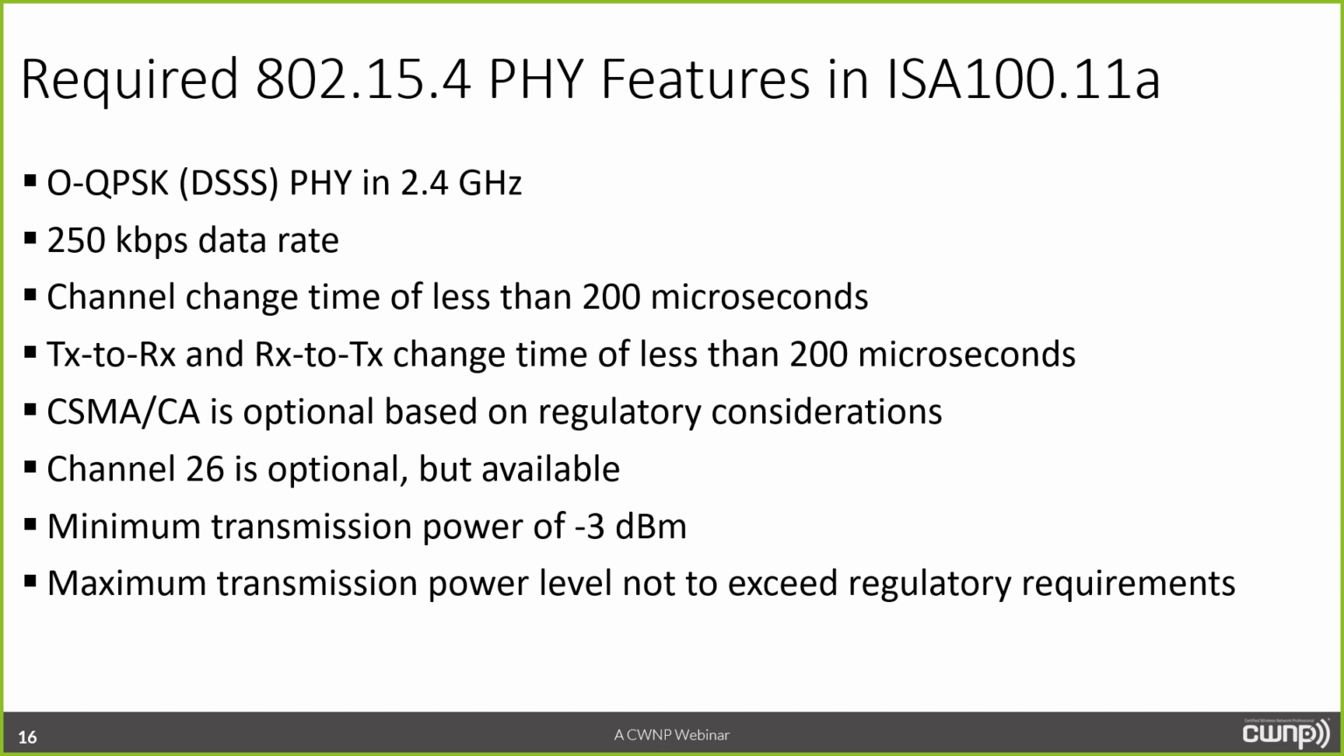CSMA-CA is optional based on regulatory considerations. In other words, you can just talk, right? It is optional. When used, it's most commonly implemented with CCA Mode 1 that we talked about earlier. Channel 26 is optional but available. So unlike WirelessHART that says it's not available, it is optionally available here, but it is optional. The minimum transmission power here is -3 dBm instead of -10. And the maximum transmit level power simply cannot exceed regulatory requirements. They don't really put a top constraint on that within ISA100.11a like they do in WirelessHART.